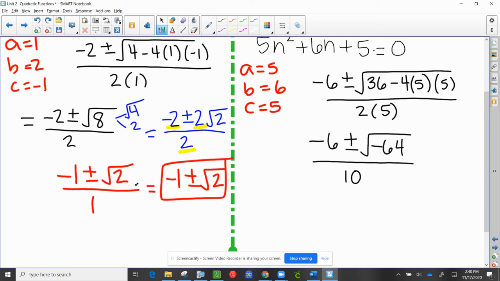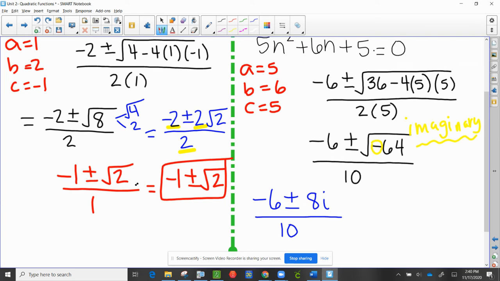Now, 64 is a perfect square, but remember, if we have a negative under our radical, that means we have imaginary solutions. So that means we're going to take the i out when we do our square root. Again, because we have a nice perfect square, it won't be too bad, but this would give me negative 6 plus or minus the square root of 64, which is 8. But again, because it's negative, let's make it 8i, all over 10.